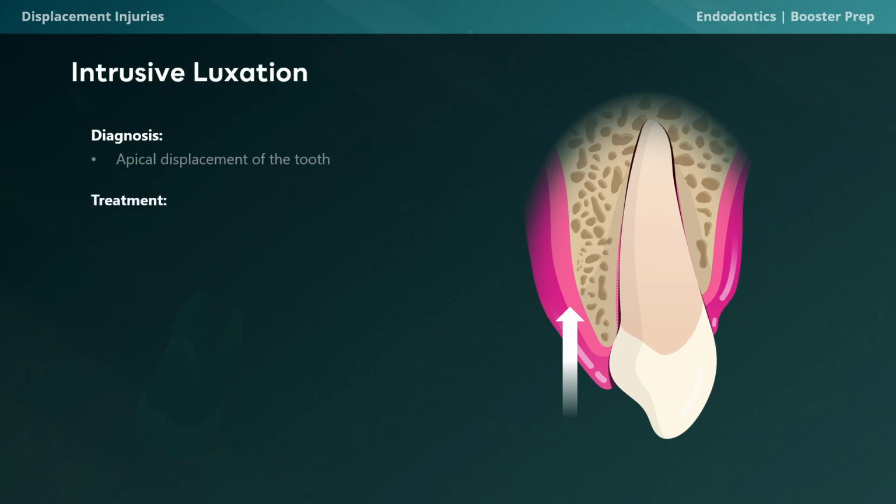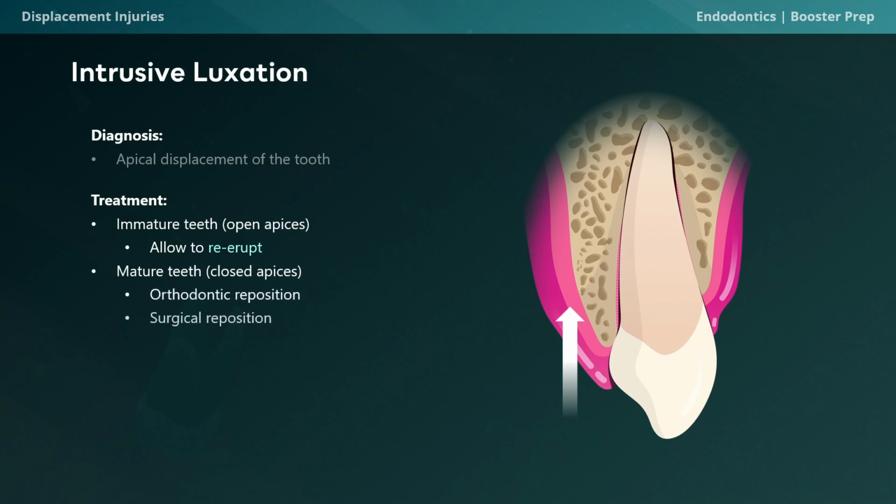The treatment for this condition varies depending on the tooth's maturity. Again, for immature teeth with open apices, the preferred strategy is to allow the tooth to re-erupt naturally. In contrast, mature teeth with closed apices may require orthodontic or even surgical repositioning. And in these cases, you can be pretty darn sure that endodontic treatment is gonna be needed as well to address any potential complications. So as you guys can see, it's a pretty involved injury, and the pulpal outcome is significant, with a high rate of pulpal necrosis at 96%, pretty much a sure thing.